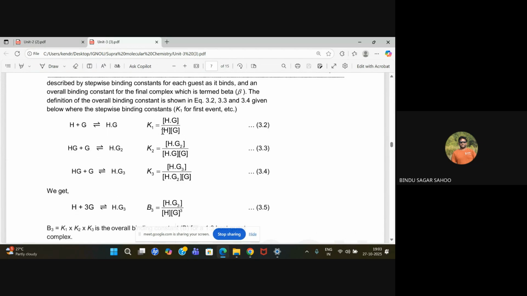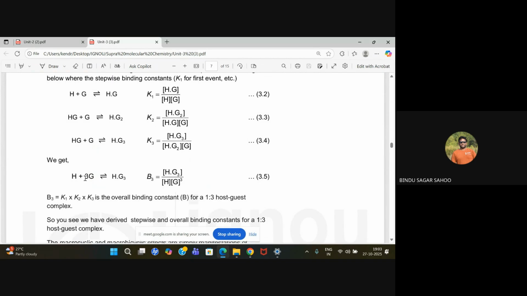But if you say in a single equation, the host can combine with three guests, forming HG3, and the equilibrium constant value will be β3. So this β3 is called the overall binding constant, and K1, K2, and K3 are the stepwise binding constants. There is a popular relationship between the overall binding constant and the stepwise formation constants.